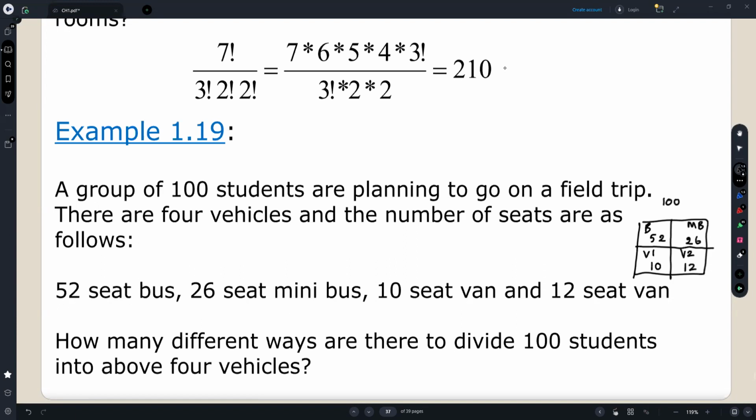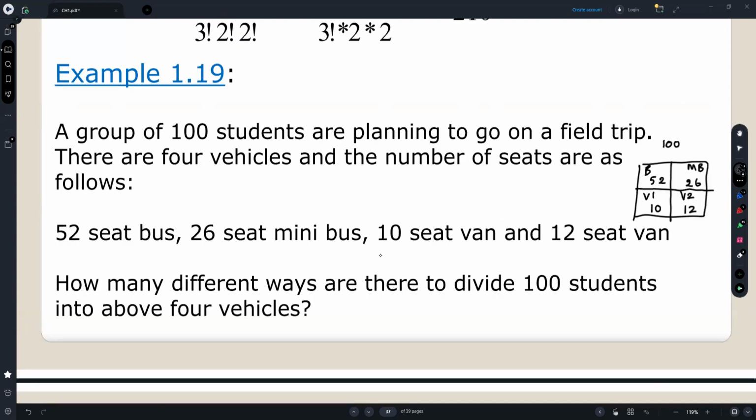Now this you may not be able to do by hand. You will need a calculator, okay? If you have the answer, share it with me. I also don't have the answer. So you have to have 100 factorial divided by 52 factorial, 26 factorial, 10 factorial, 12 factorial. I also don't have the answer, so if you can find it, let me know.